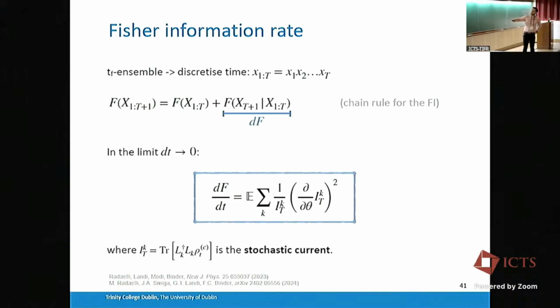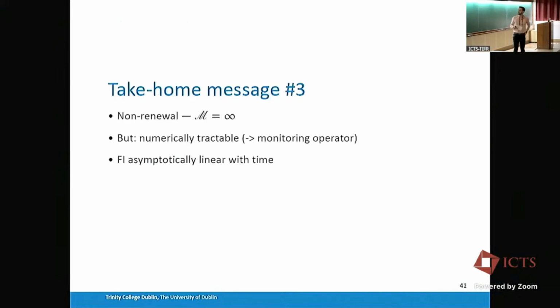So we can look at this Fisher information rate now as a function of time for a time increment, and it turns out that this is exactly encoded in the stochastic current of the individual jump channels down here. And the maybe interesting bit is that it's just the sum of these. They're not talking to each other along the way. The Fisher information increment at this order is only the sum of these individual Fisher information effects. That's what I wanted to say about the non-renewal processes.